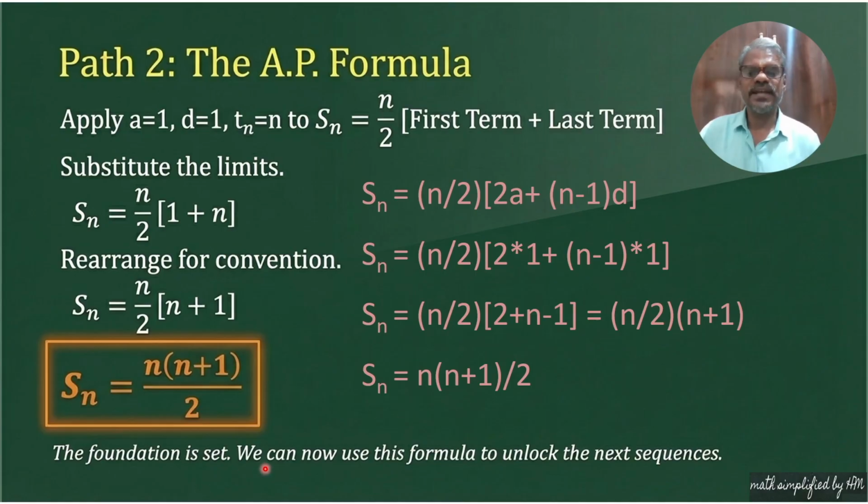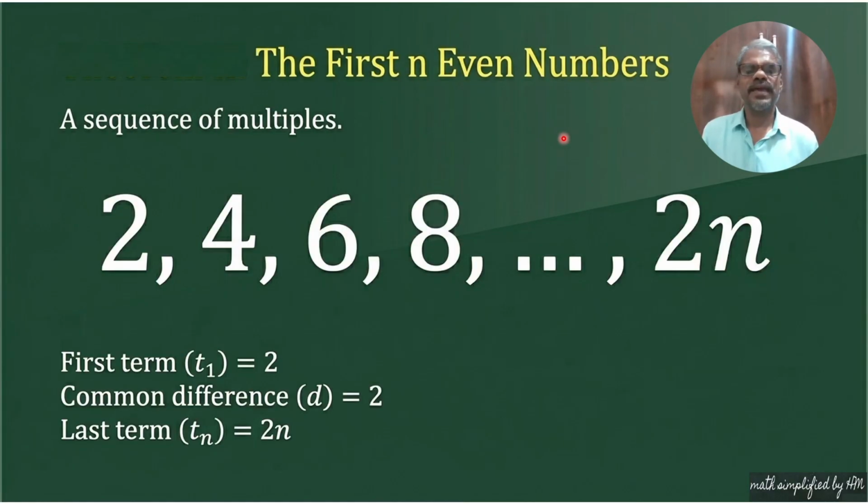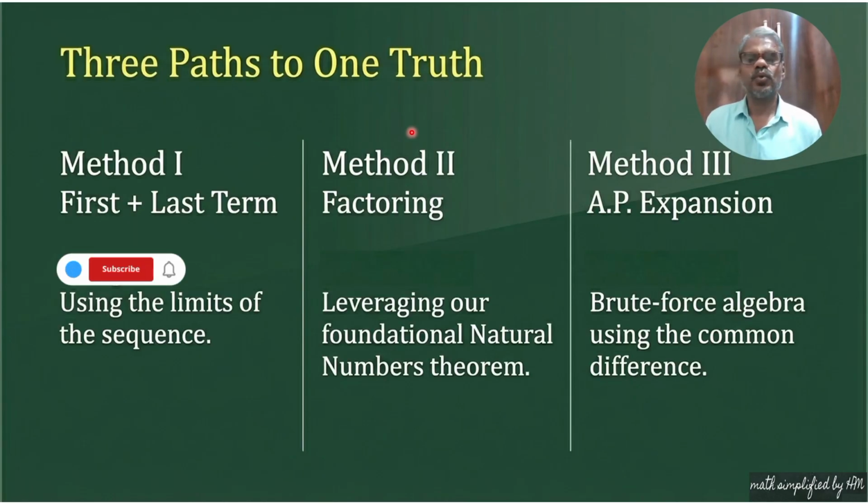The foundation is set. We can now use this formula to unlock the next sequences. The first n even numbers: 2, 4, 6, 8, and so on. First term T1 is 2, common difference d is 2, last term Tn = 2n. Three paths to one truth.